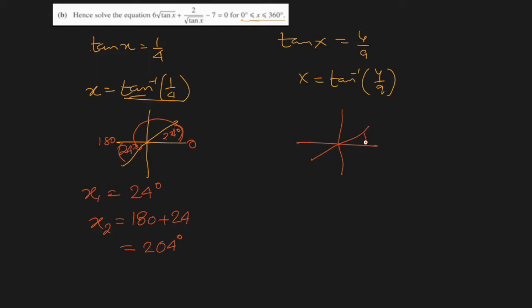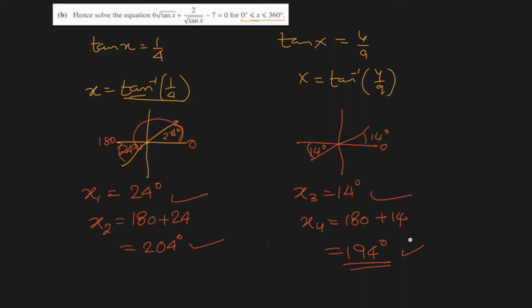I get around 14 degrees this one. So 14 degrees here as well. So our third answer will be 14 degrees again from 0, and fourth will be similarly in third quadrant, 180 plus 14 equal to 194 degrees. These are the four solutions of this equation.